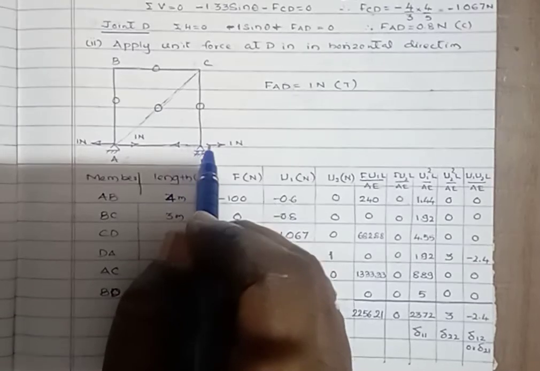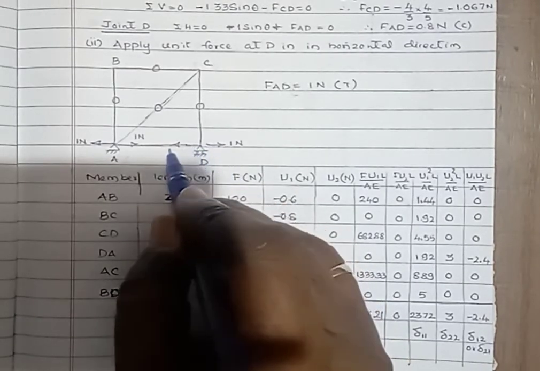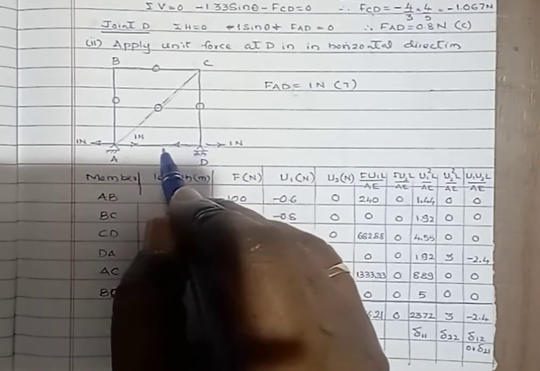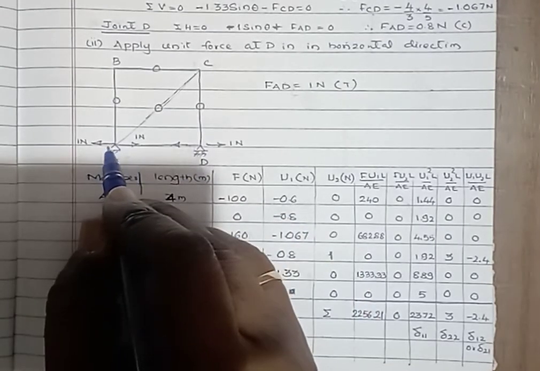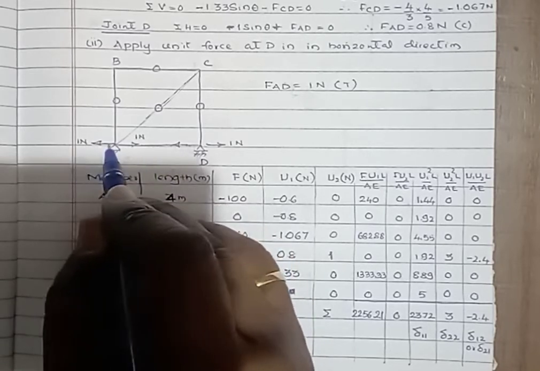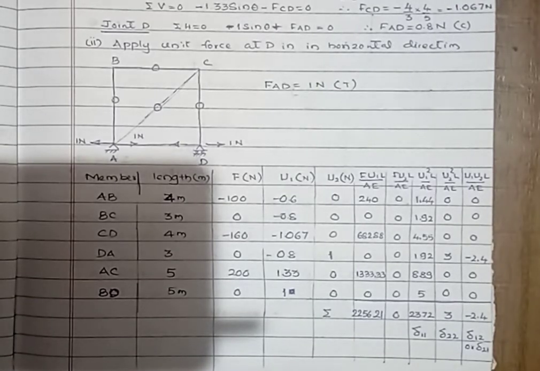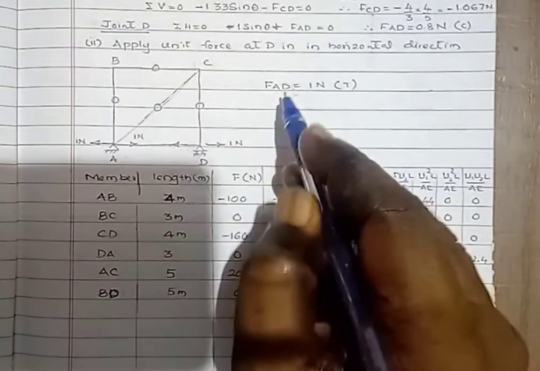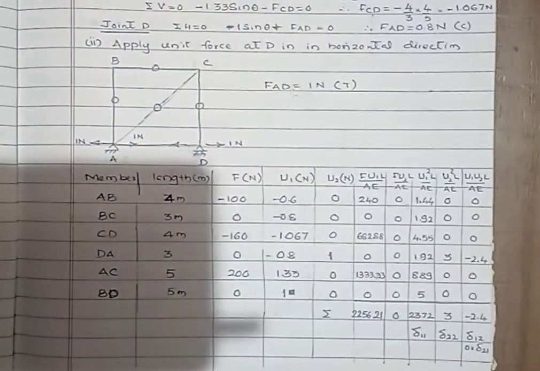Then this one is here, this one is towards the right side. The force direction of this force is to the left side. Similarly here also, the force in this member is to the right side. Then the support reaction at A in the horizontal direction becomes 1 Newton. Now we can tabulate all the values, that is FED is 1 Newton, that is tensile.